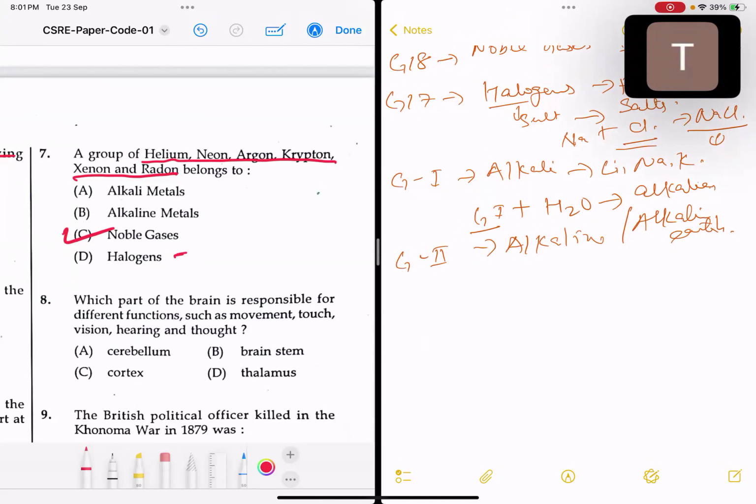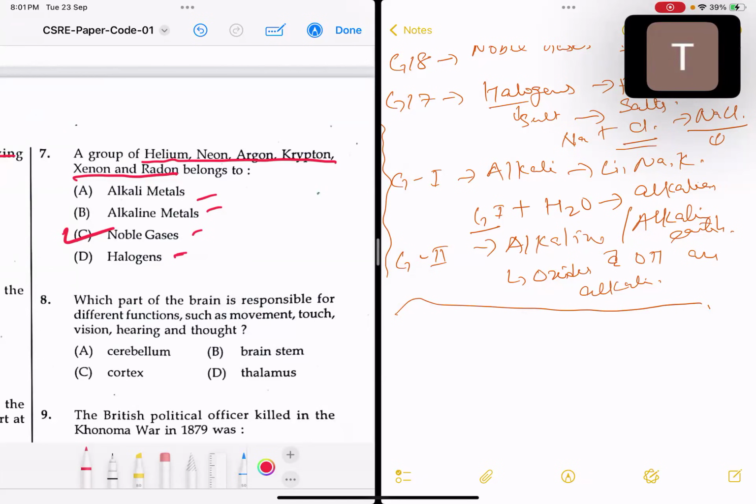And why are they known as alkaline? Because their oxides and hydroxides are alkaline in nature, okay? So this is why they are known as the alkaline metals. So these are the 4 groups that they have given in the option. So helium, neon, argon, krypton, xenon, and radon belong to the noble gases.